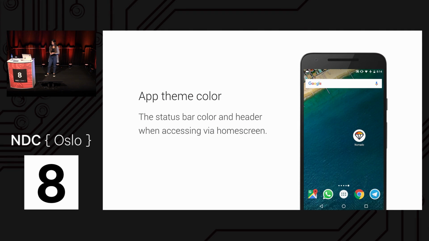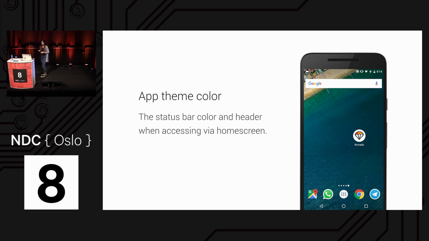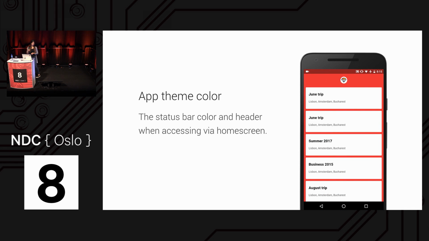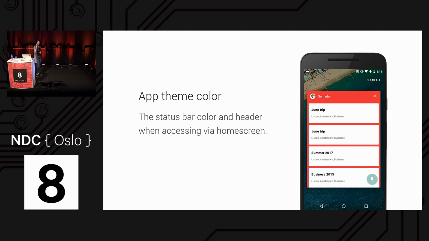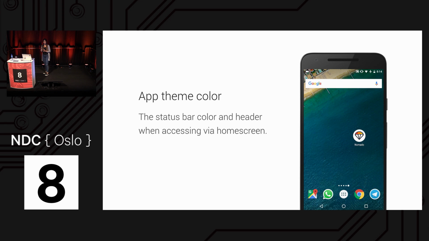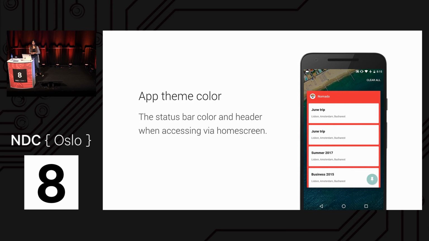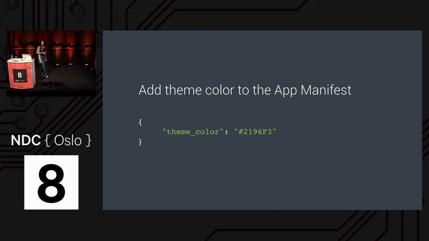The second one is the app theme color. This is the color that you see when you open the app via the home screen, after you add it to the home screen. As you can see here, the same color is on the task switcher as well, in the header. And the status bar is automatically colored from that color; they just make it darker. And this is how we do it: we add the theme color to the app manifest, with theme_color and the value.